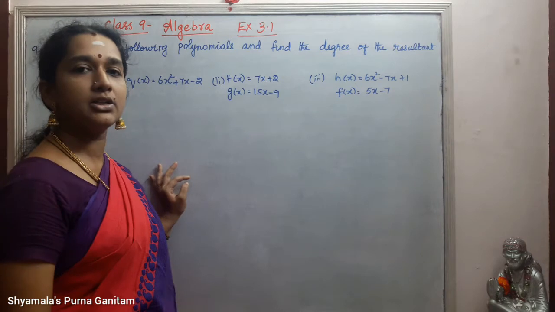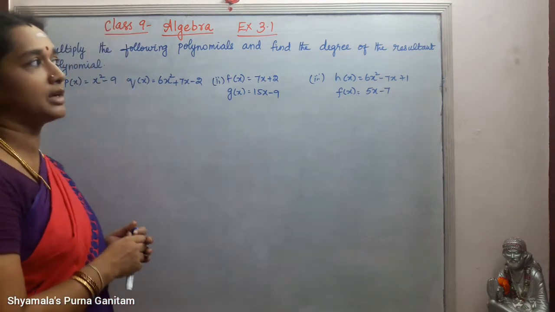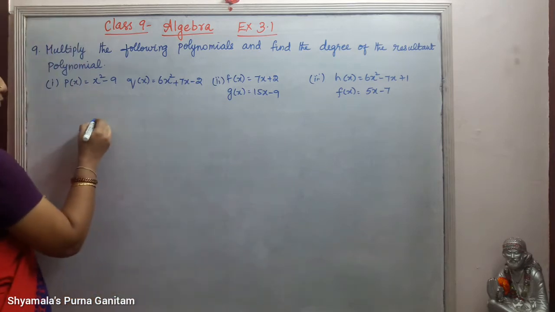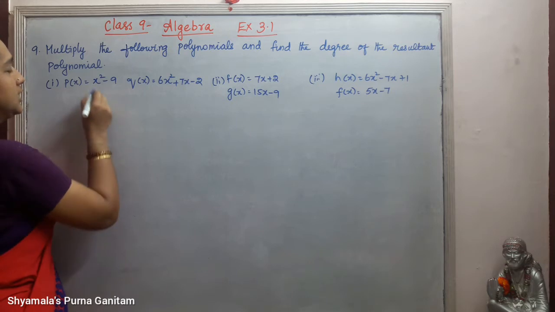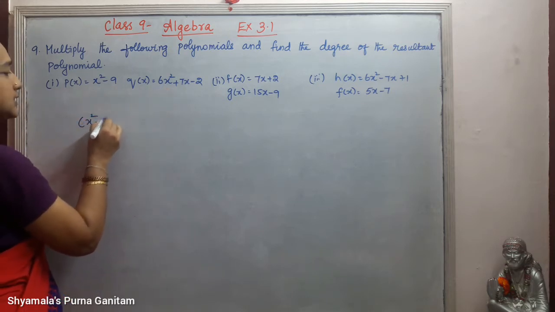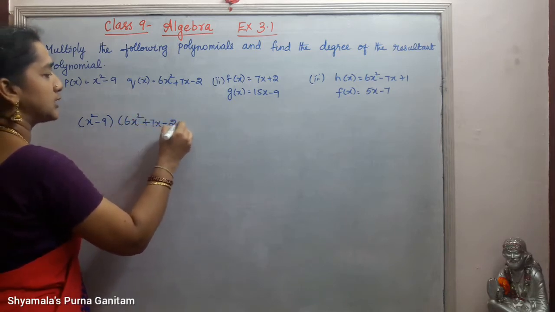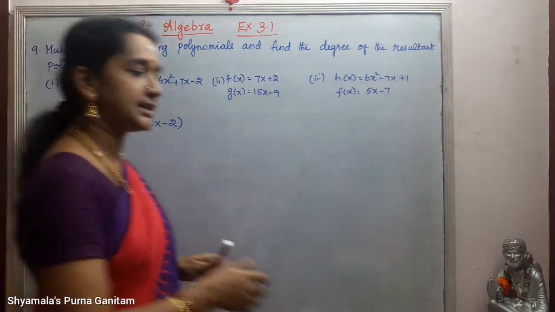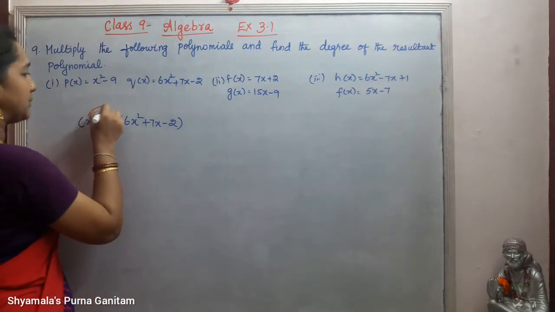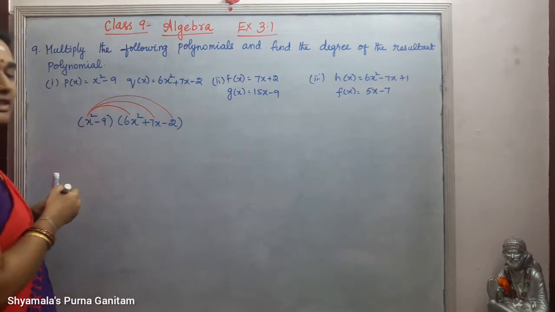So we have completed addition and subtraction, now multiplication. So three sums are given. First we will do multiplication. Then we will find the degree of them. So it is given (x squared minus 9) into (6x squared plus 7x minus 2). So first we will multiply this x squared term with all the three terms given.